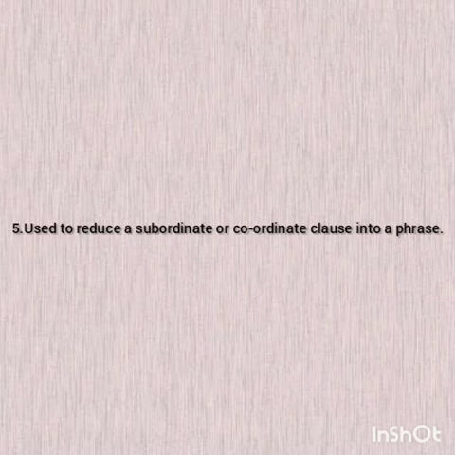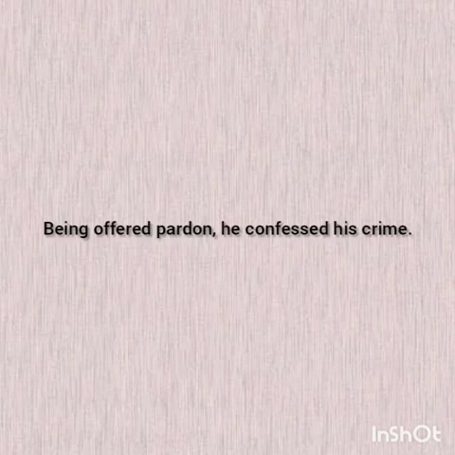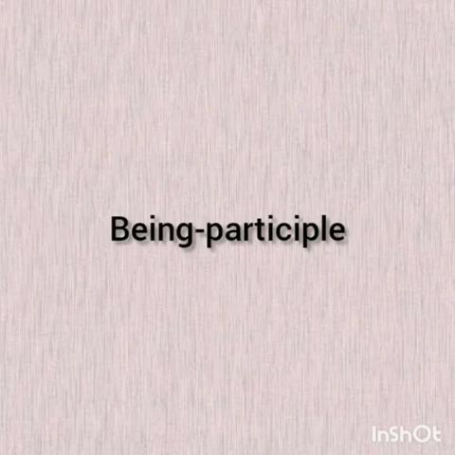Here we come to the last one. The participle construction is used as a convenient way of reducing a subordinate or coordinate clause to a phrase. For example, look at the sentence. When he was offered pardon, he confessed his crime. This can be reconstructed as, being offered pardon, he confessed his crime. Here, being is the participle.